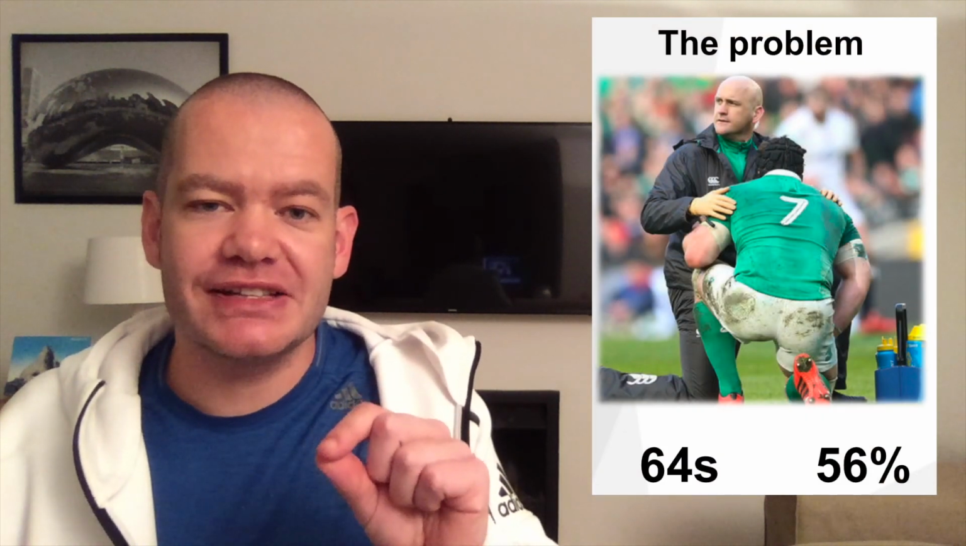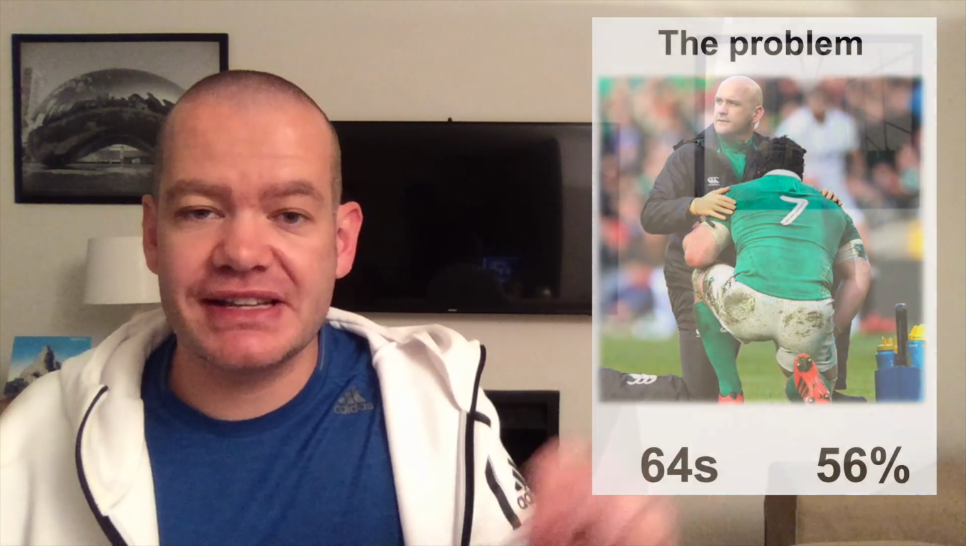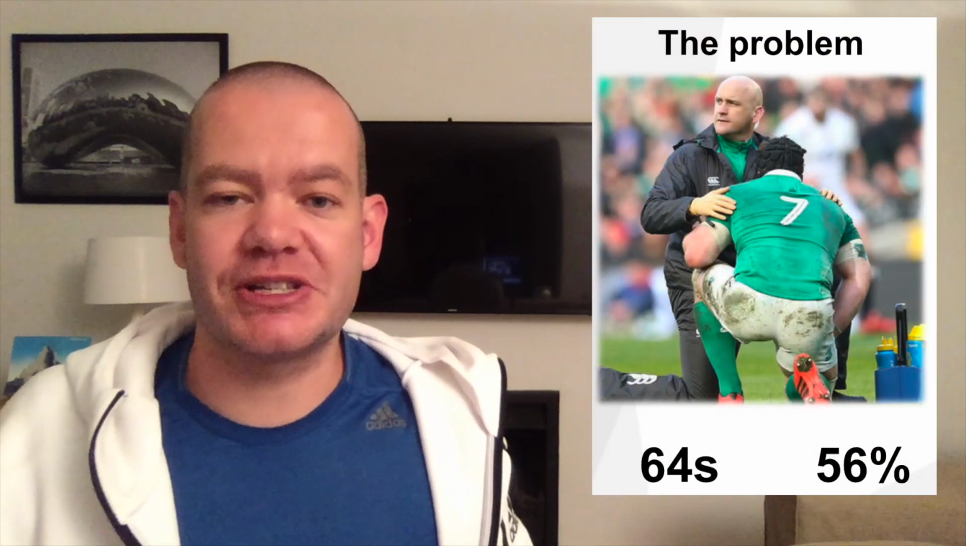That is the average amount of time that a doctor has when he runs onto the field to assess an injured player, to assess the player and then make a diagnosis that will either keep the player on the field or pull them off to be permanently substituted. Then the second number is 56%.